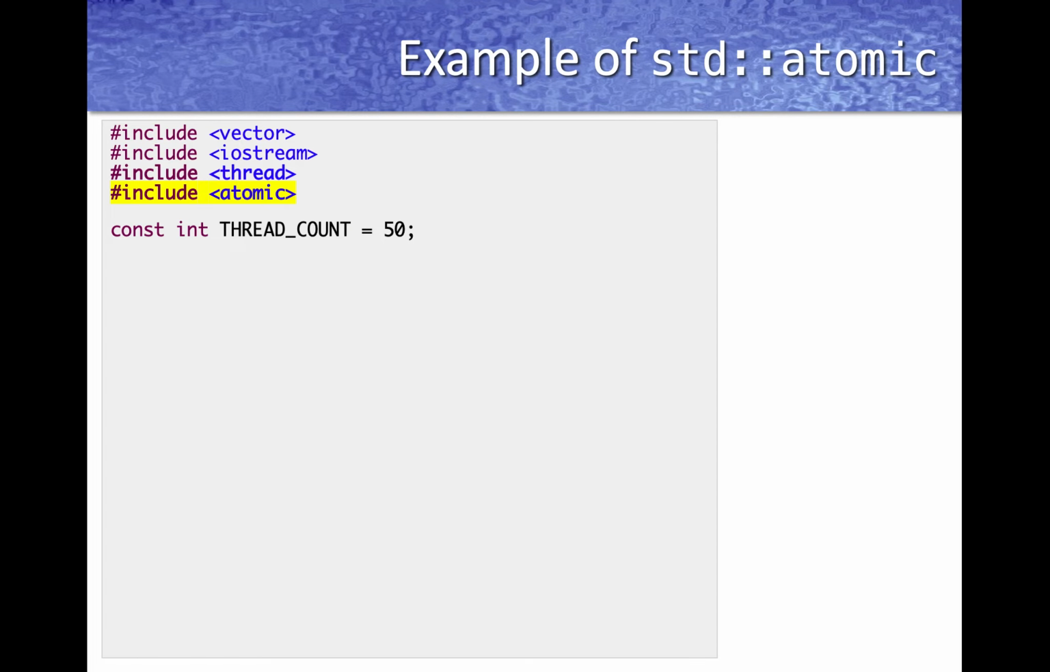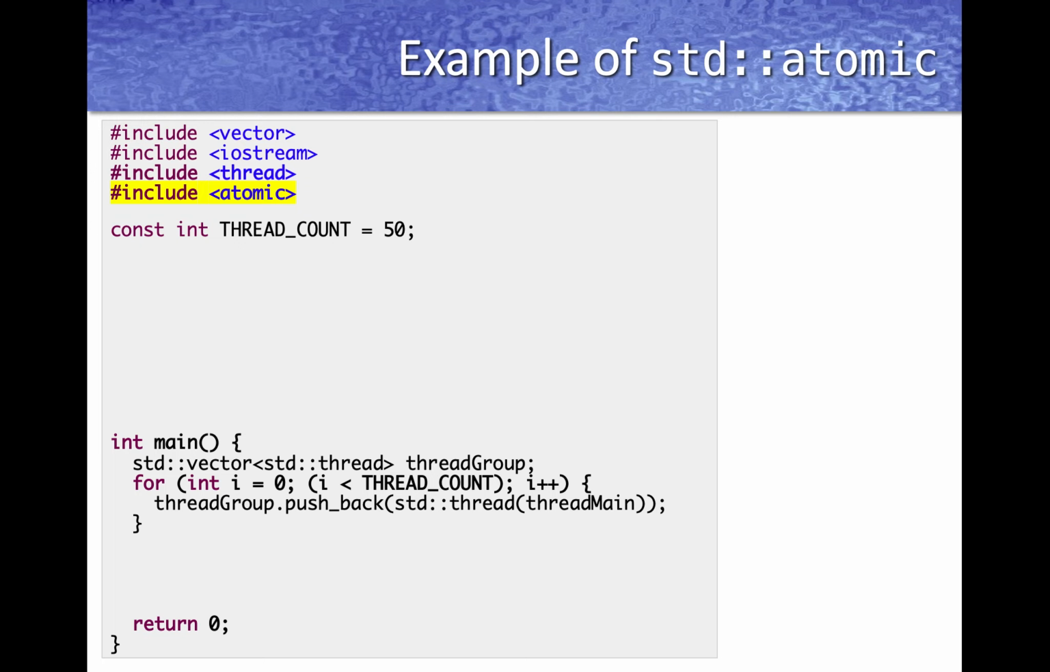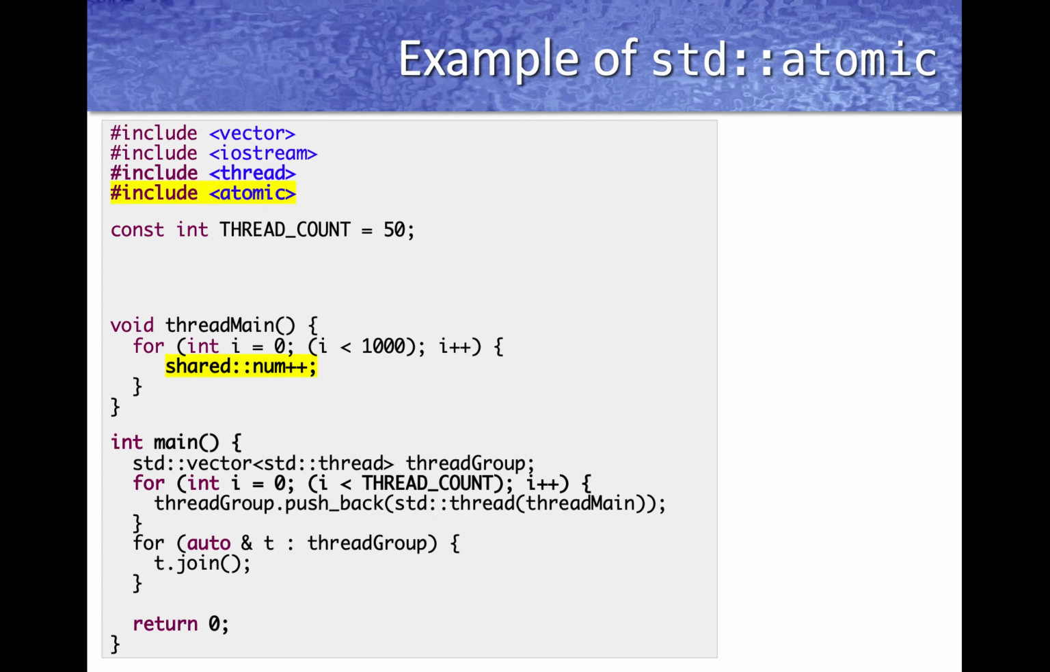So let's look at an example of how to work with atomic. So here you would include the atomic header. Assume that we want to create a program which is going to operate with 50 threads. So we're going to create 50 threads and have them all operate and wait for them to join. Here we want the threads to increment some kind of a shared variable called num. We would define this normally as an integer. Instead, we're going to define this as an atomic variable.